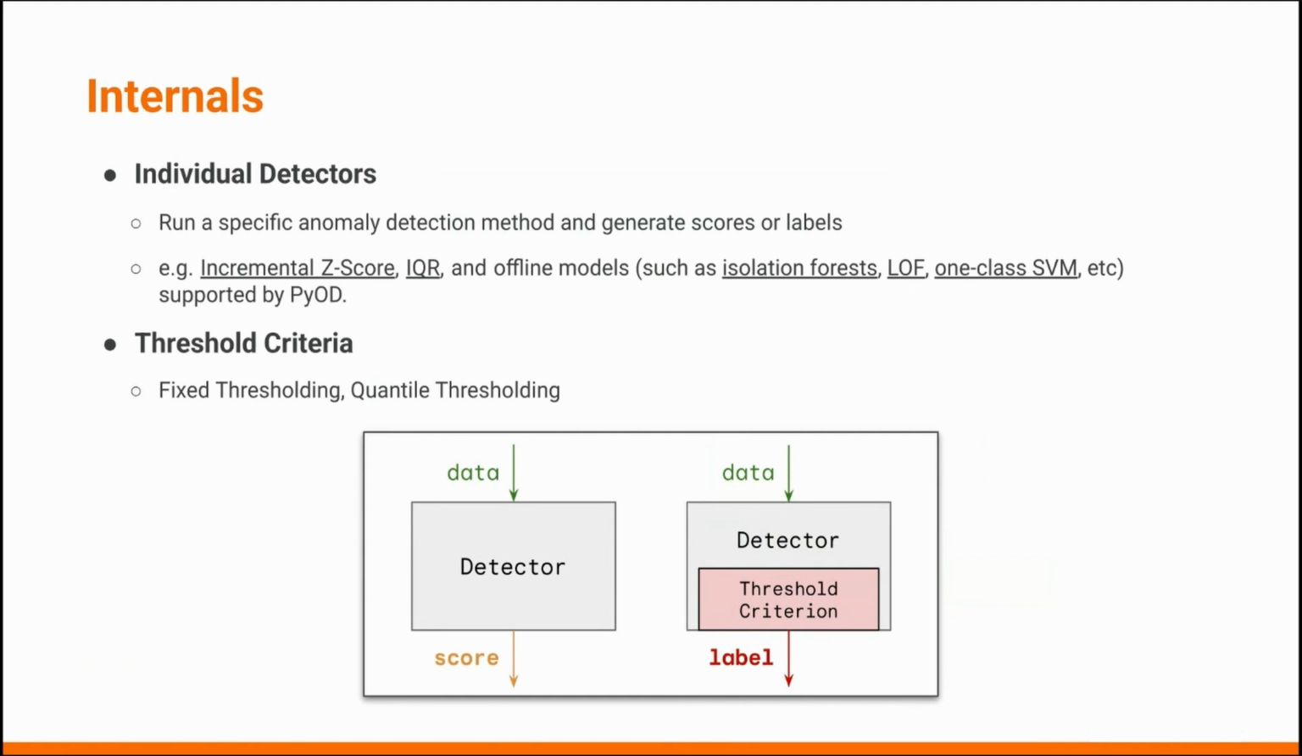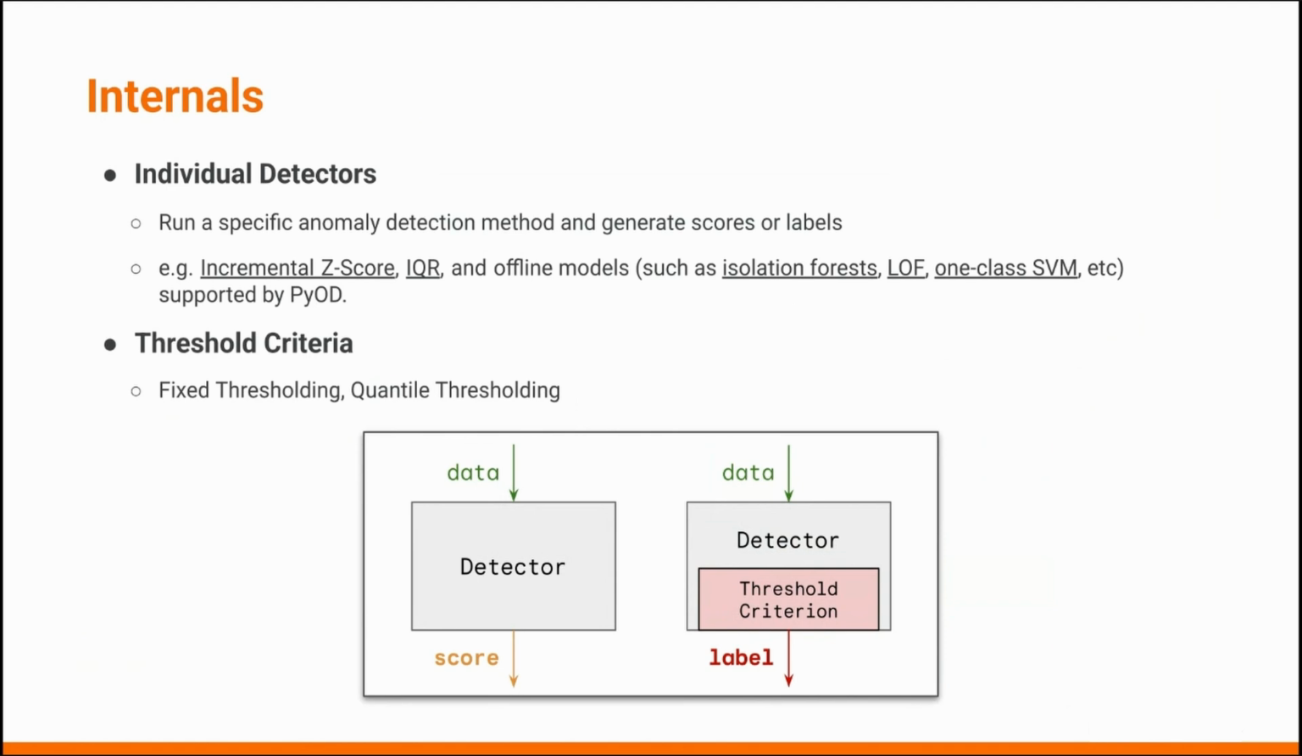Each detector component can optionally include a threshold criteria subcomponent. Without a threshold criteria, the detector simply outputs outlier scores. However, if a threshold criteria is specified, it's used to assign labels to the scores. For instance, with a fixed threshold of 3, any data point with an outlier score exceeding 3 is labeled as an outlier.